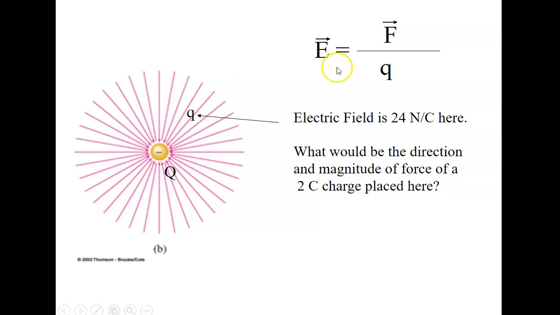Okay, so plugging in the numbers or just kind of reasoning your way through it. The force on that charge is going to be 48 newtons, multiplying the 2 times 24, and the direction is going to be towards the negative source charge. Okay.